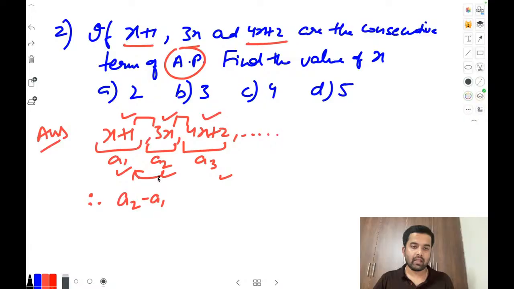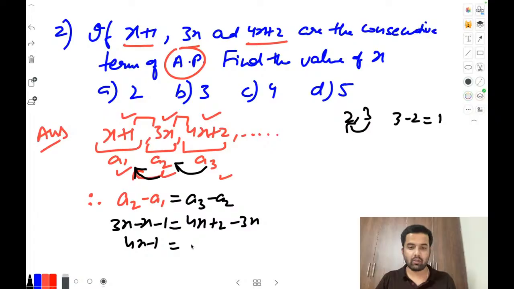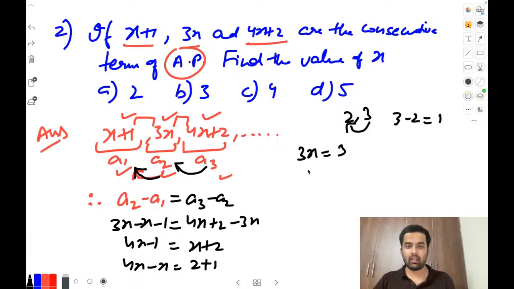Let me take arrow different color. A2 minus A1 you will do to get the gap. The way you find the gap, like 3 minus 2 you do to get the gap, same way do it here. And same way getting the gap here, what you'll do, A3 minus A2, right? So just equate it, A3 minus A2. Now what is the value of that one? So 3x minus x minus 1 will come here, 4x plus 2, and here what will come, 3x. Now here 4x minus 1 will come, this side x plus 2, and x that side, and 1 that side.